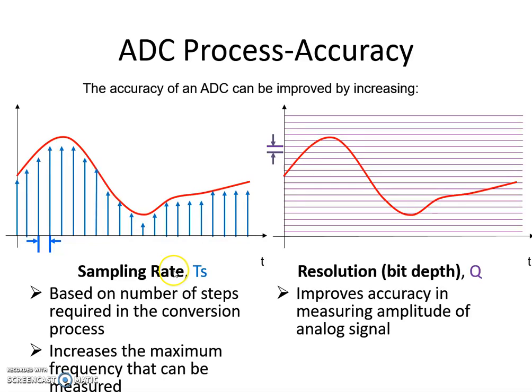So when we talk about sampling rate, what we mean is based on the number of steps required to convert the process. The higher the frequency of the sampling rate, the more data we are going to collect. And the higher the bit resolution is, the more accurate the signal we're going to get. So sampling rate is the data rate, and the resolution is the bit depth, which means the accuracy of data taken.